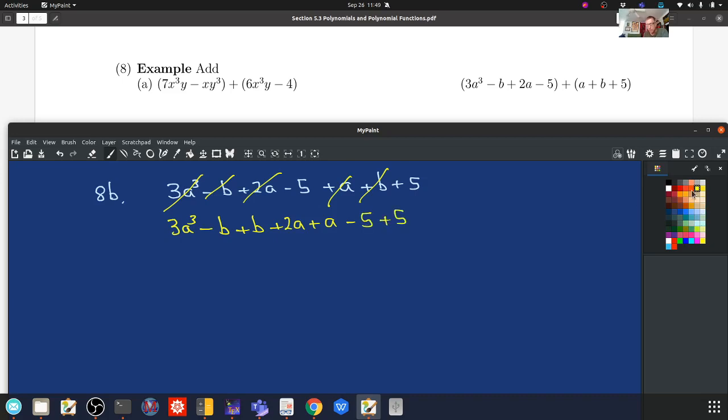So here, if you want, you can group them. This is all by itself. This is a grouping of 2 b terms. That's a grouping of 2 a terms. And that's a grouping of 2 constant terms.